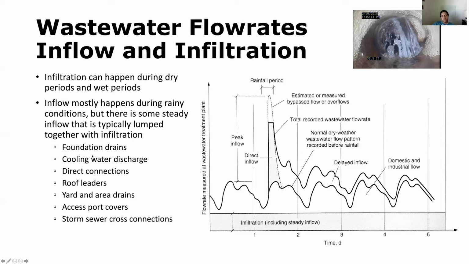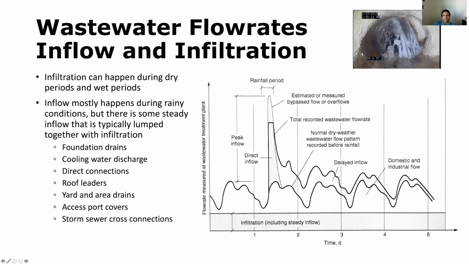So inflow comes from things like foundation drains, cooling water discharge, direct connections to the sewer system, and roof leaders that are connected to the sewer system but probably shouldn't be, though there's some kind of historical interconnection between yard or area drains, roof leaders, and the sanitary sewer. Access port covers, so rainwater seeping in through those port covers, and storm sewer cross connections, like I said, that shouldn't be there but might exist due to mistakes in the construction in the past.